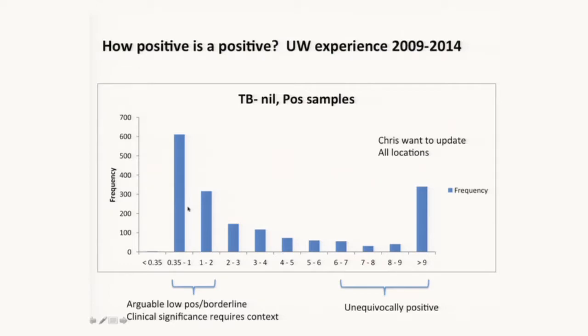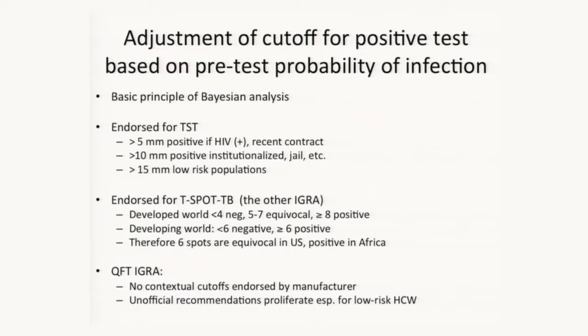So in response to this, different experts in the field are sort of putting out their own interpretive criteria for equivocal zones or gray zones for low positive QuantiFERON tests, especially in the low pre-test probability setting. And this makes sense. Adjusting the cutoff based on the pre-test probability is a basic principle of Bayesian analysis, as I understand it. And it's endorsed for the tuberculosis skin test. So we have different cutoffs depending on the immune status of the subject and the pre-test probability. We already have that for the skin test.